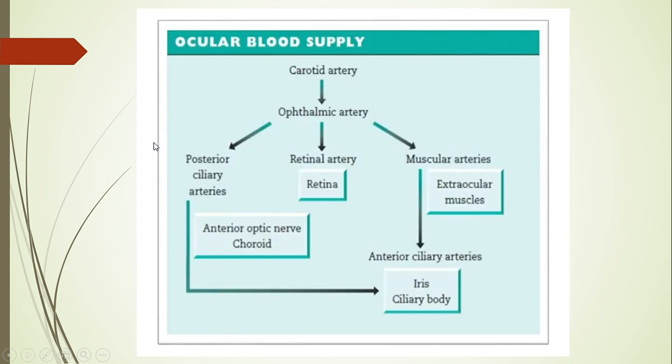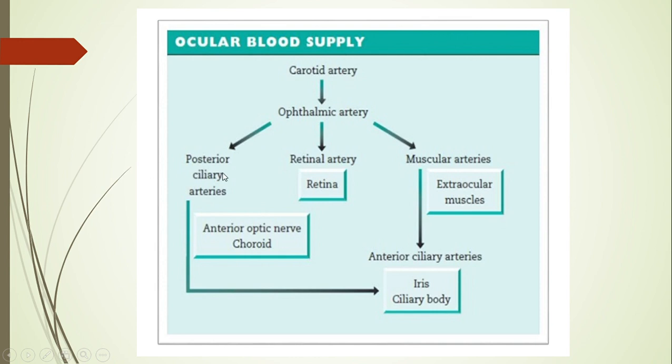The internal carotid artery gives the ophthalmic artery. It gives posterior ciliary arteries, the muscular arteries and the retinal artery. The retinal artery supplies the retina, and the muscular artery supplies the extraocular muscles, which help the movement of the eyeball for vision.